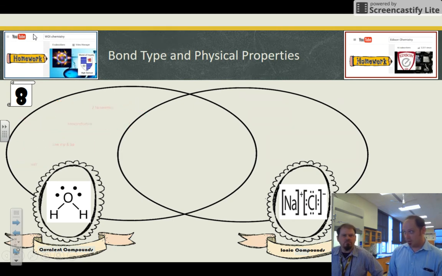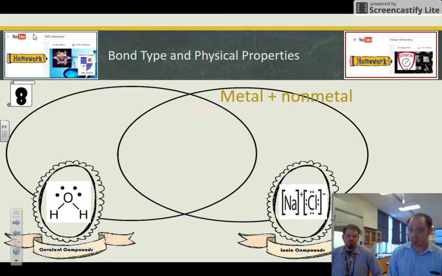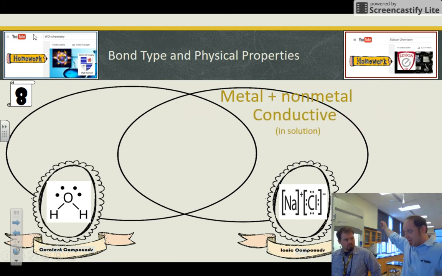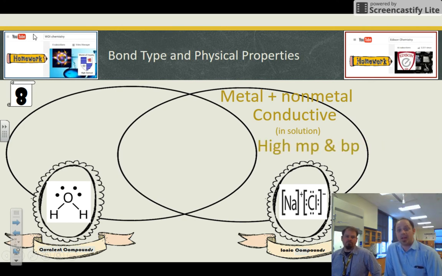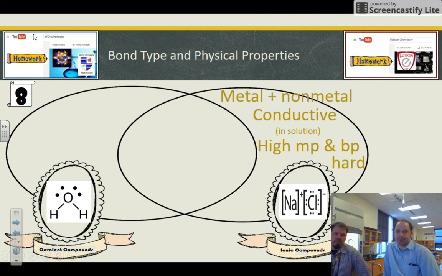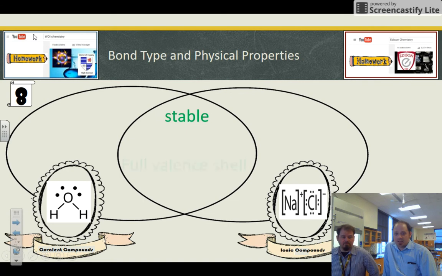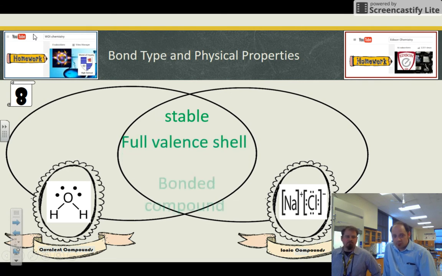How about ionics? Well, this is a metal type element plus a nonmetal type element, so two opposite ends of the periodic table. It's ironic that they're ionic. They are conductive in solution, and when they have been turned into a molten salt they will conduct electricity, but that's not very common. They have very high melting points and boiling points. It is very common that they go into solution. They're hard crystals. And what they all have in common is stable octets, full valence shells, and they're bonded together in compounds.